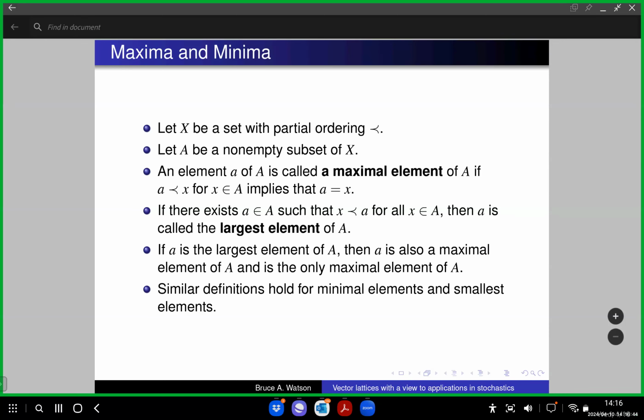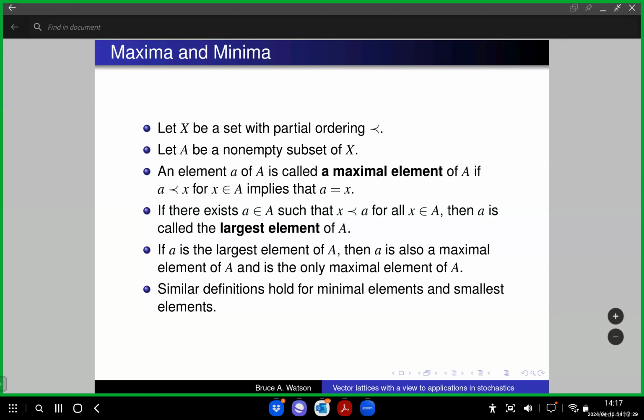Now, again, we are still in the setting of a partially ordered set X and a non-empty subset A of X. Then we say that an element a of the set A is a maximal element of A if for every element x in A which is a successor of little a, we have that a is equal to x. So the only way we can be beyond the element a and still be in the set capital A is to be equal to little a.